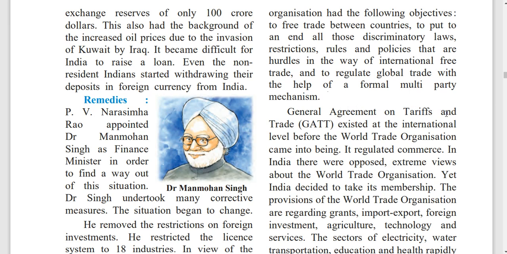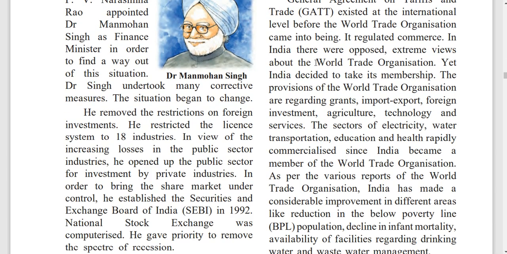General Agreement on Tariffs and Trade, GATT, existed at the international level before the World Trade Organization came into being. It regulated commerce. In India, there were opposed extreme views about the World Trade Organization. Yet, India decided to take its membership.